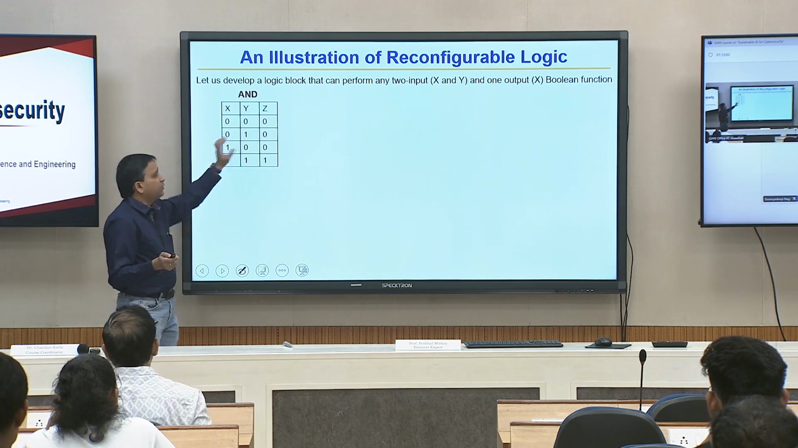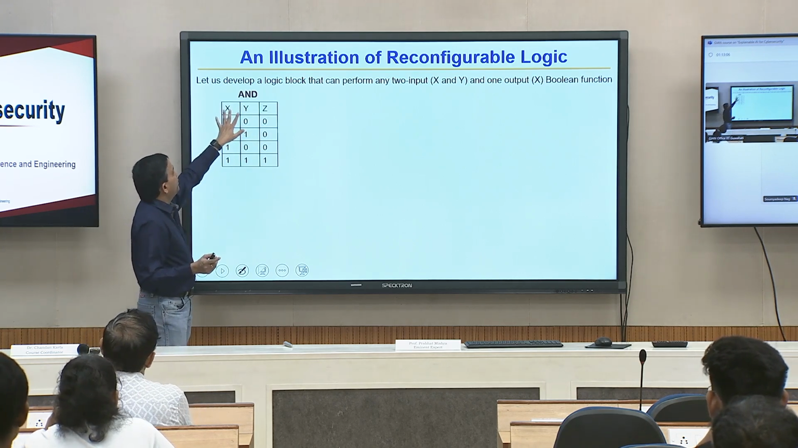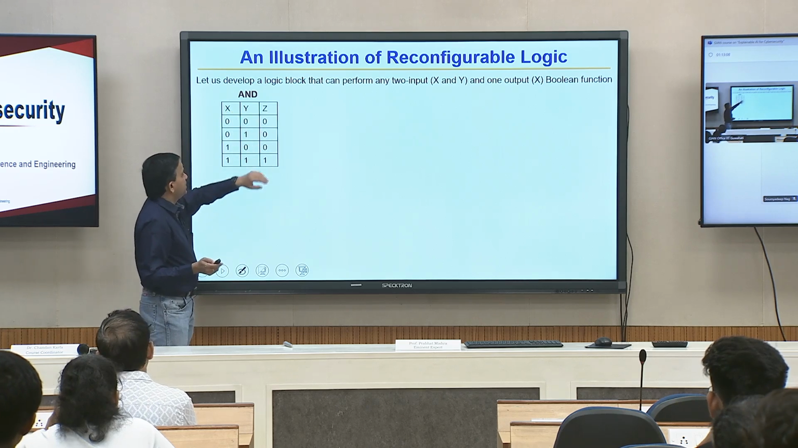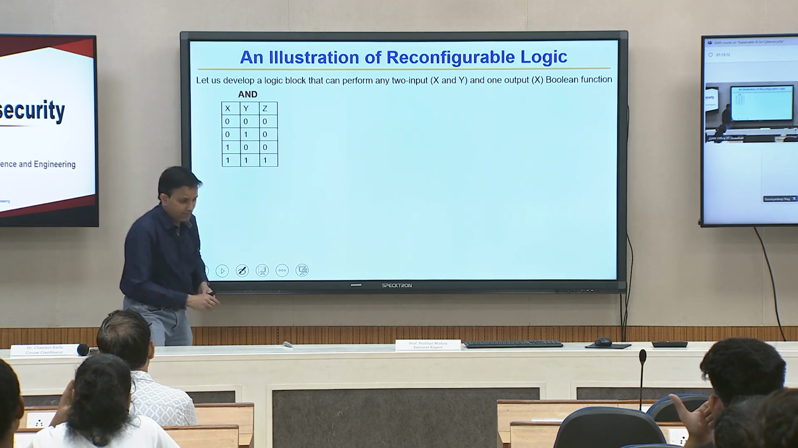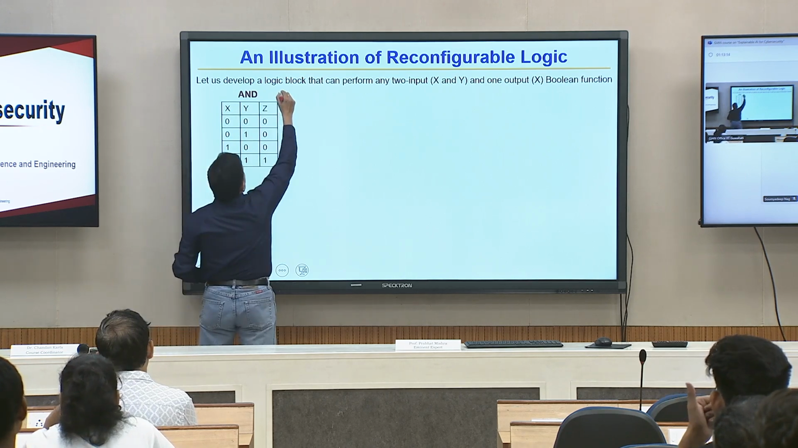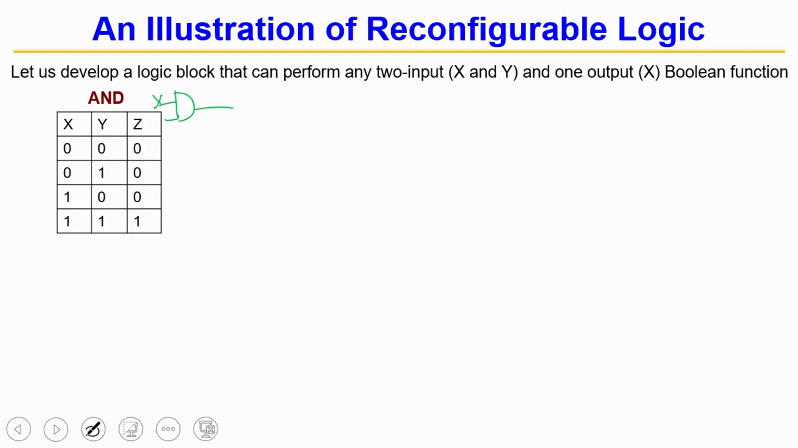So, truth table, I hope all of you are comfortable. This is an AND gate truth table, you have input x and y and output z, and let me draw an AND gate. So, this is an AND gate and we have x and y and output is z. Look at the truth table if you agree. If it is 1 1, then output is 1, otherwise output is 0.